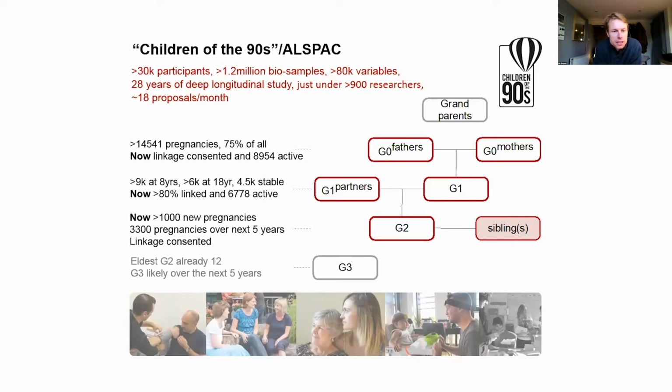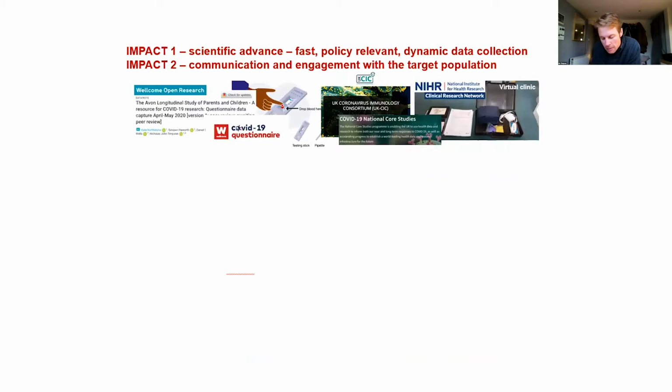Thinking about impacts, challenges, and opportunities within longitudinal studies, with reference to Children of the 90s and the activity that we've been engaged in, at the moment, obviously, COVID is having an enormous effect and is a good exemplar for the types of things that we can do with longitudinal studies. Clearly the first impact to highlight is scientific advance. What I mean by that is not just things with an academic bent, but also things where we're able to react quickly with policy-relevant material and be dynamic in the way that we collect data.